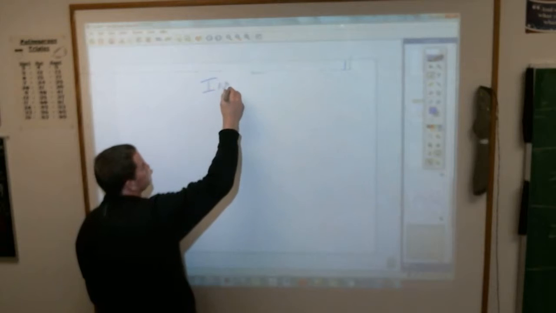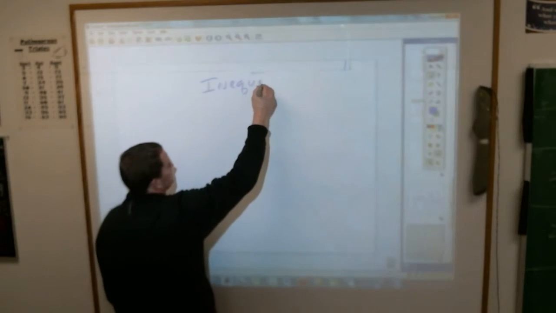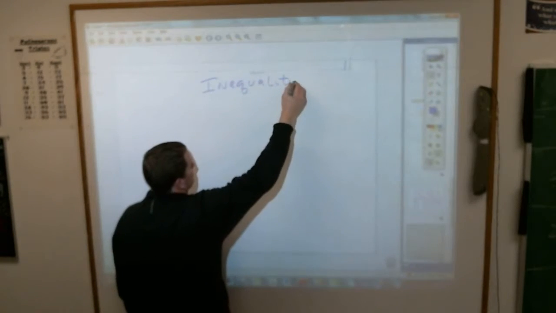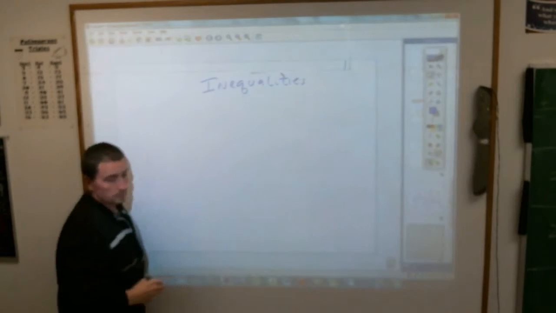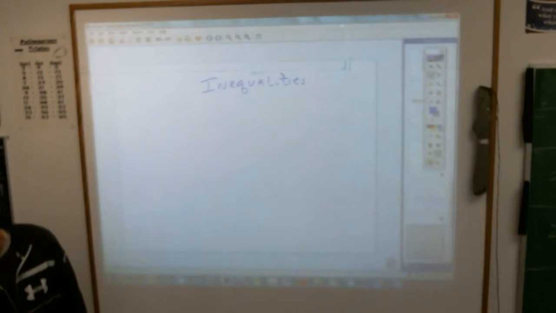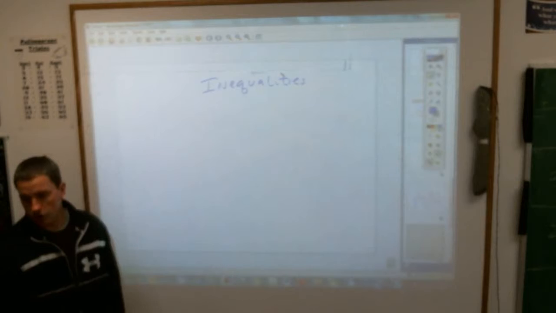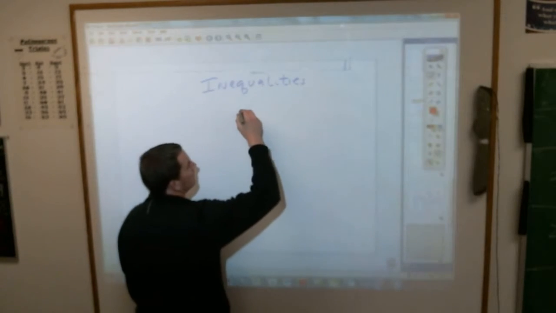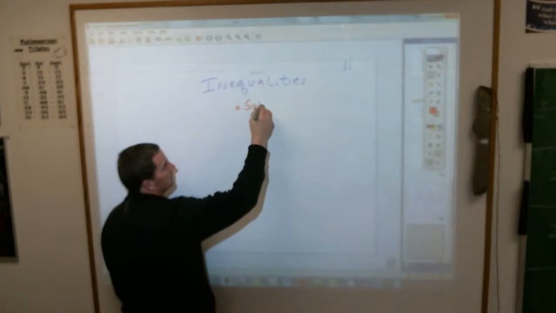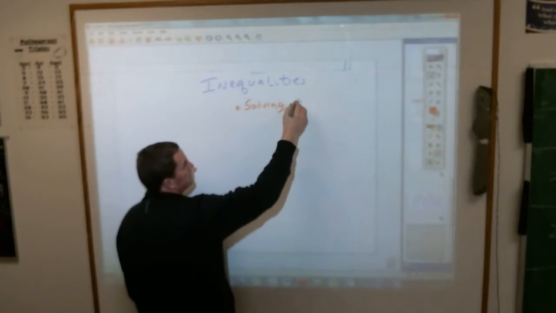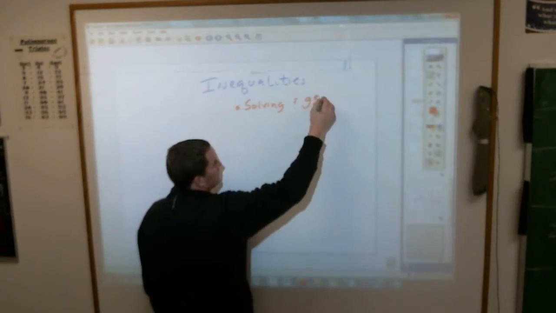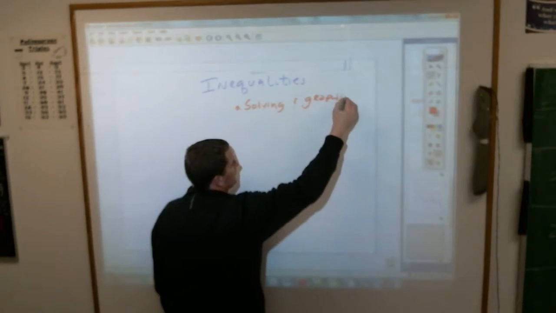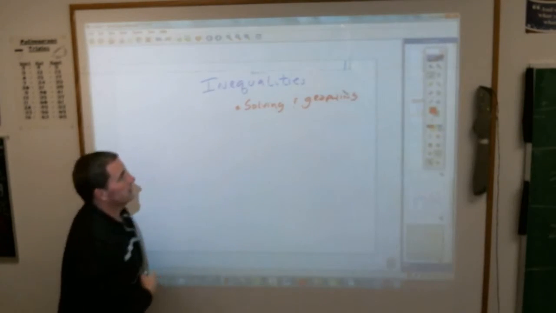And on top right, please, this inequalities. And the little subsection is solving and graphing. Solving and graphing. Let's start with this.